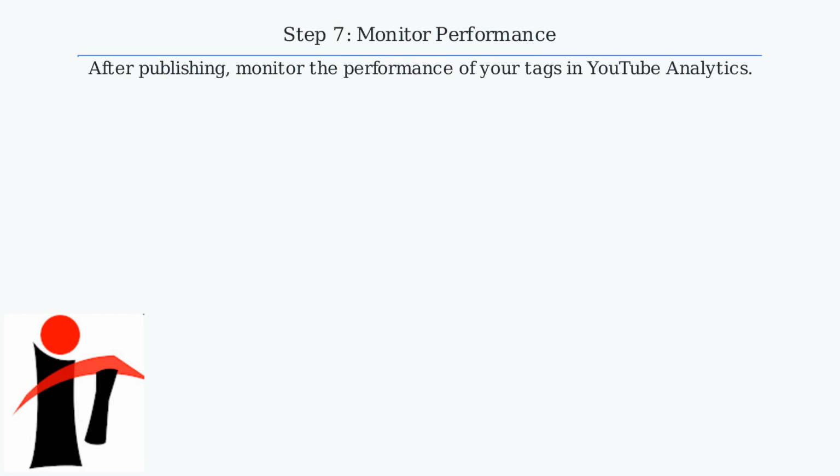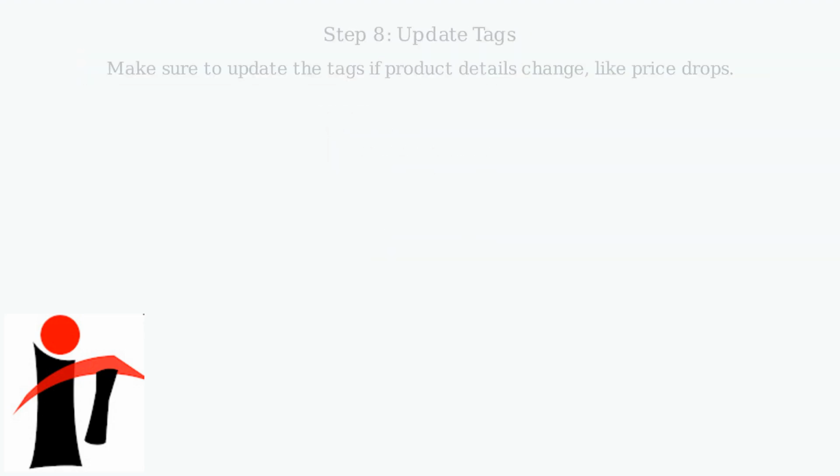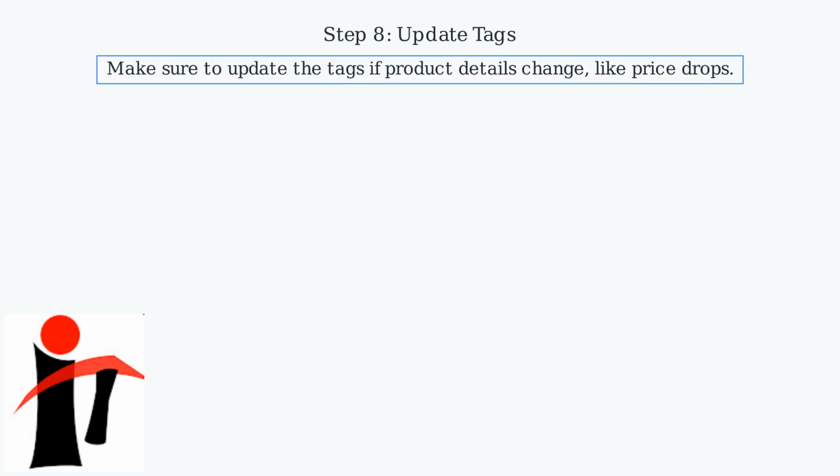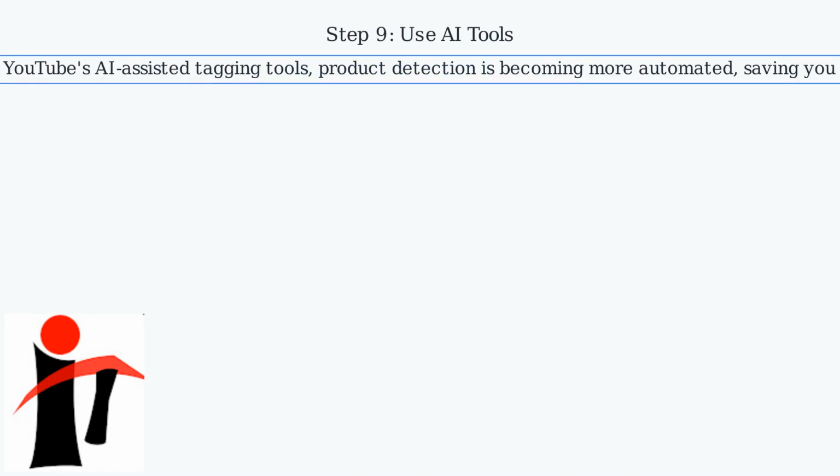After publishing, monitor the performance of your tags in YouTube Analytics. Make sure to update the tags if product details change, like price drops. With YouTube's AI-assisted tagging tools, product detection is becoming more automated, saving you time and effort.